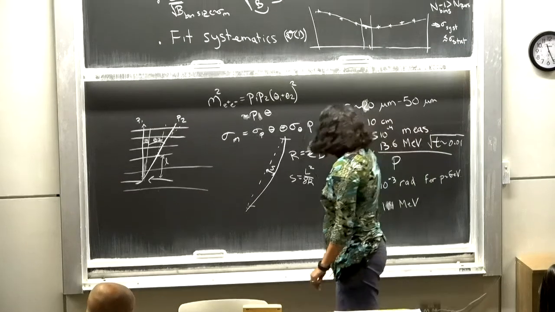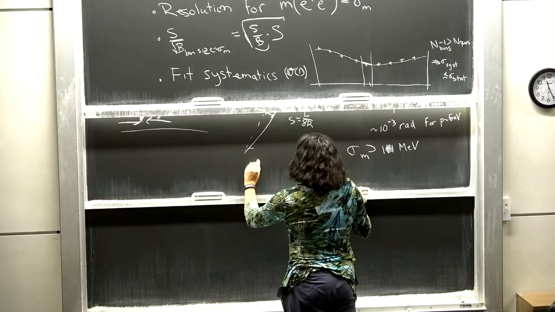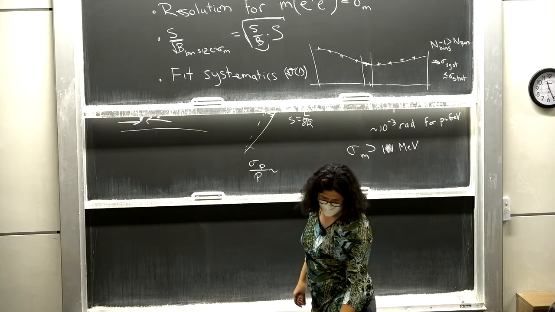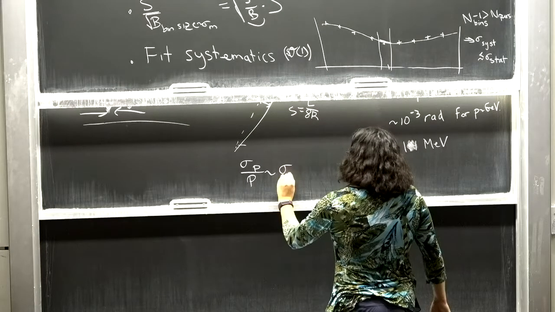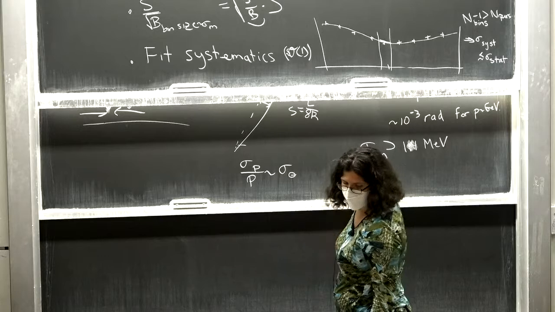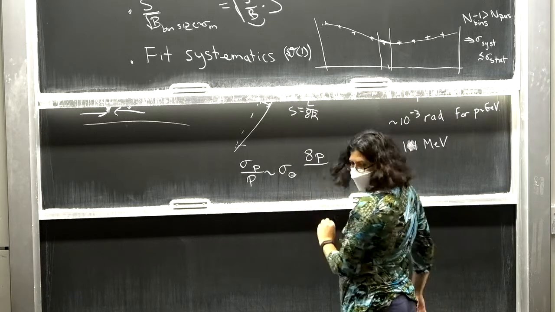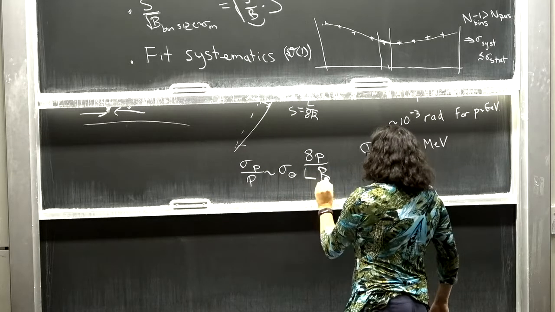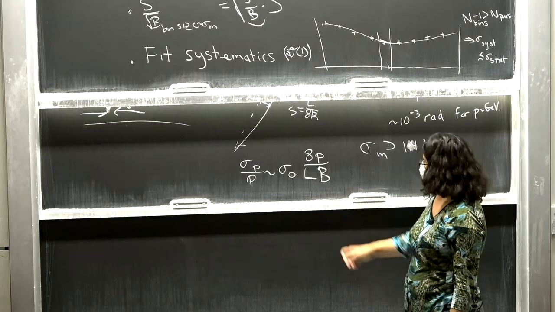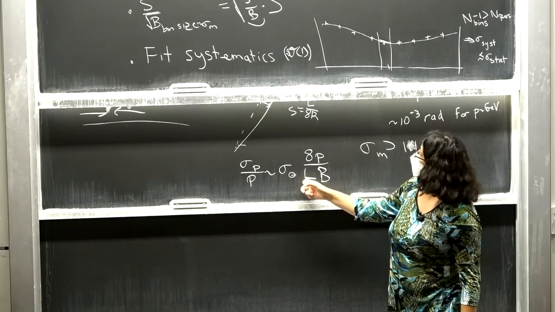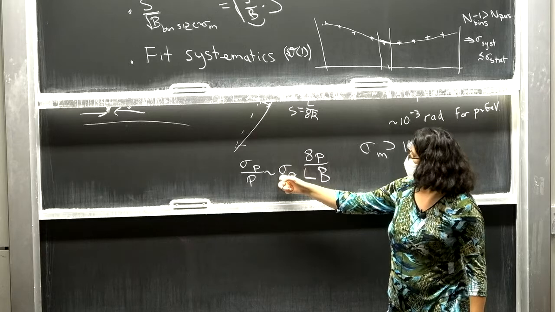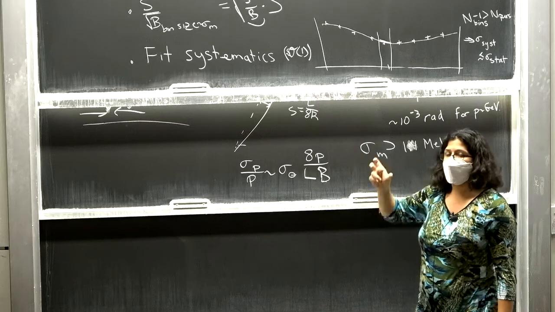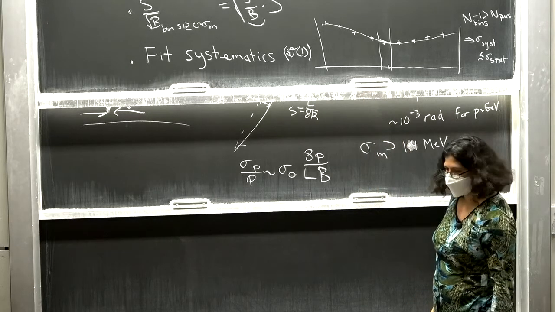So that gives you a sigma p over p that goes basically like an angular uncertainty type of variable times 8p over the length of your lever arm times the size of your magnetic field. So that's why you want big fields, you want a large lever arm. Except now, because you're relying so much on the large lever arm for the sagitta measurement, you're really limited by the position uncertainties of your outer tracker layers rather than your inner tracker layers.